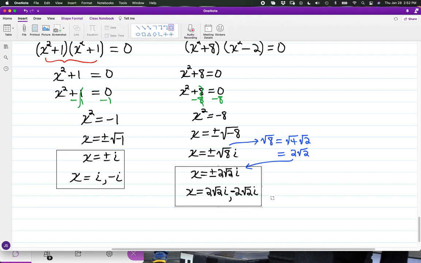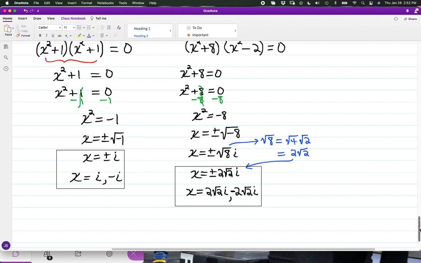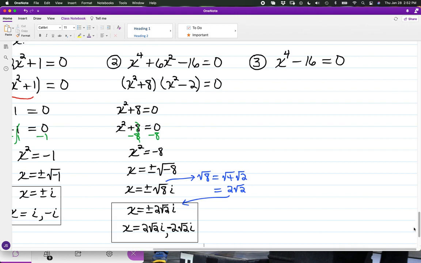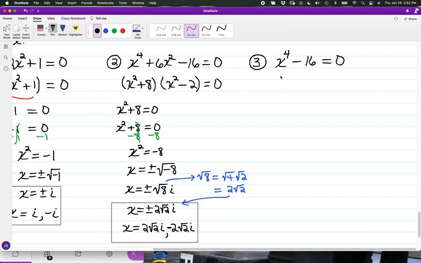Okay. All right. Now for the third item, we're back to a difference of squares, but we have a raised order in x. Once again, we have x to the fourth. Now for x to the fourth minus 16, factoring, we'll have x squared plus 4 and x squared minus 4. Again, I have is equal to 0.